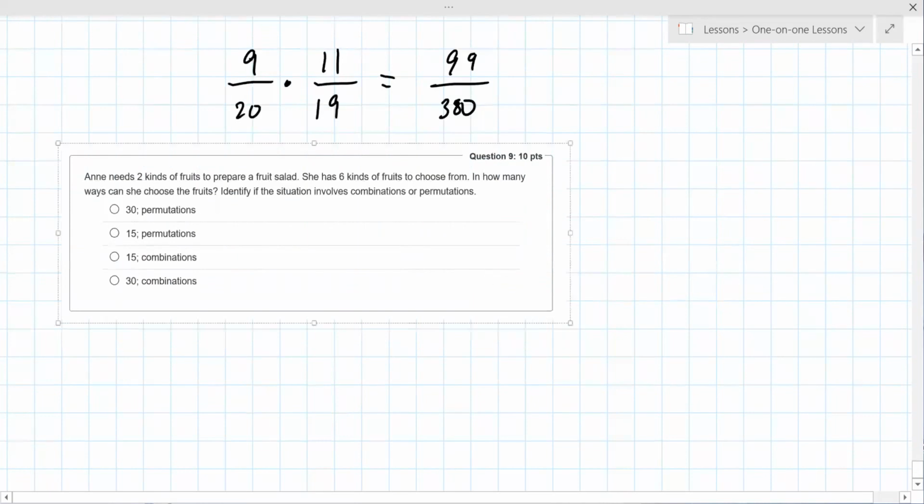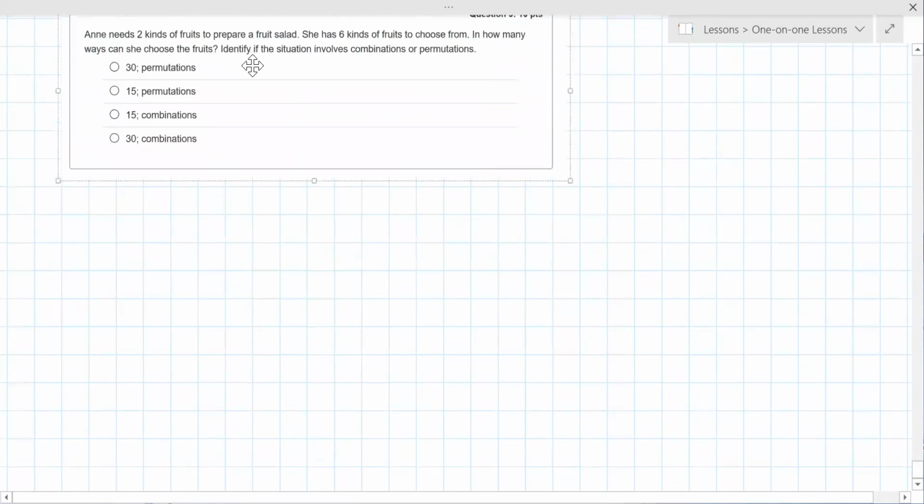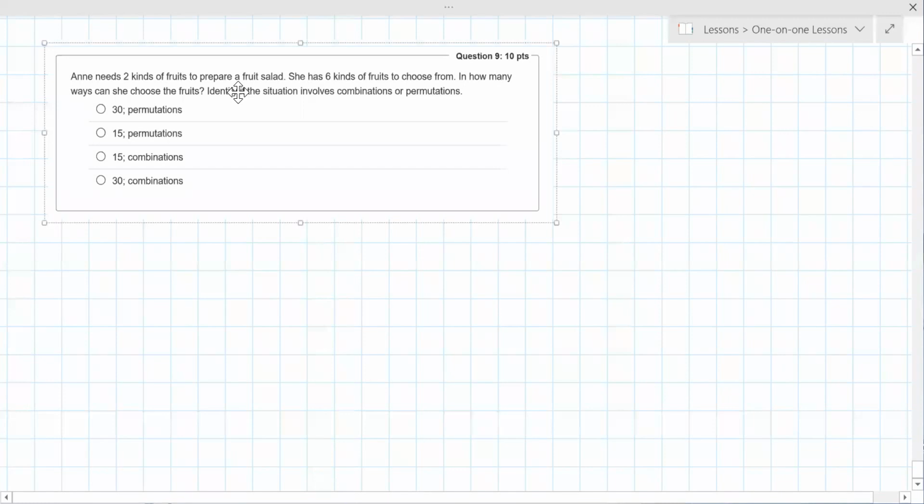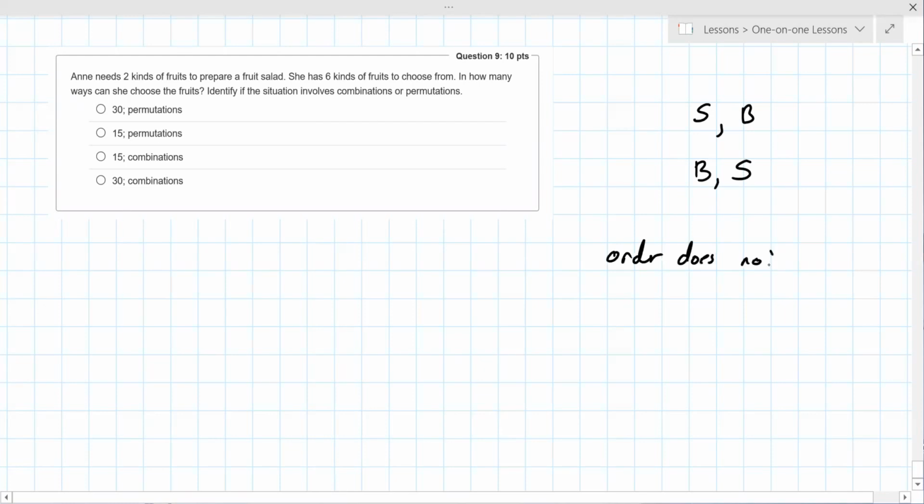Okay. All right, so Anne needs 2 kinds of fruit to prepare a fruit salad. So let's think about that. Let's say you get strawberries and blueberries, and then you get blueberries and strawberries. Right? Is that really different? It's permutation. Answer my question. Are these different? No. These are the same, right? Yeah, they're the same. Order does not matter. Okay, so permutations, order matters. Combinations, order doesn't matter. So which one is this? So it's combinations. Yes. Okay.